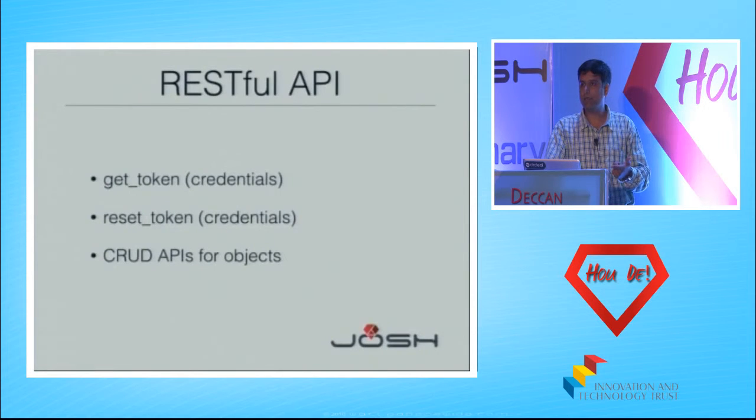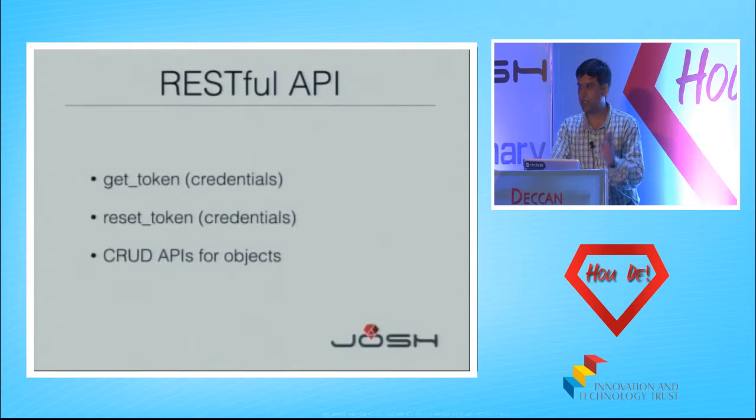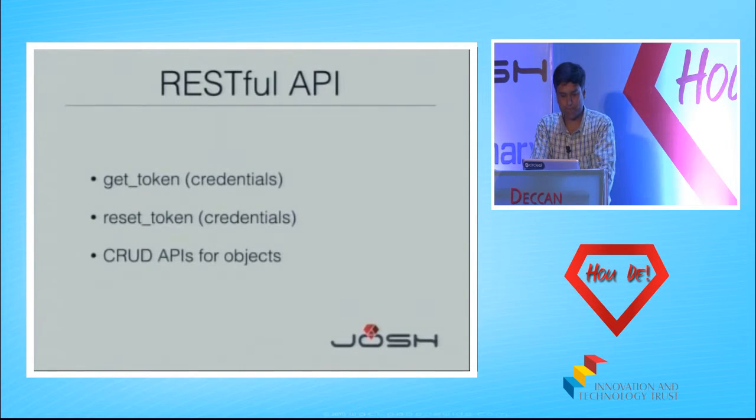The second method is essentially to reset a token. Why do you need that? If you suspect a forgery, you can just go and reset your token, right? And the third one is you need to add CRUD APIs for your objects. So in the example that we saw, we need to add CRUD APIs for the books, right? Okay.